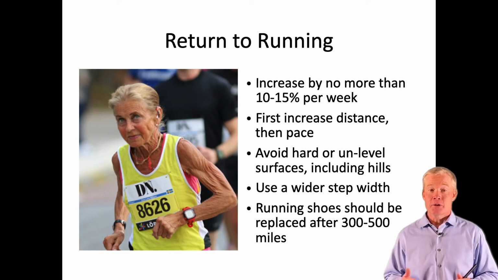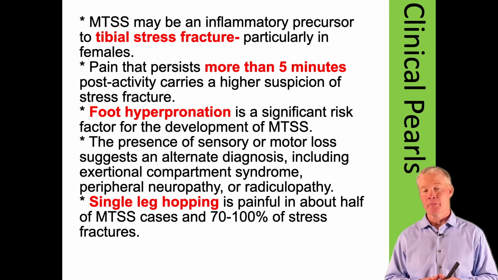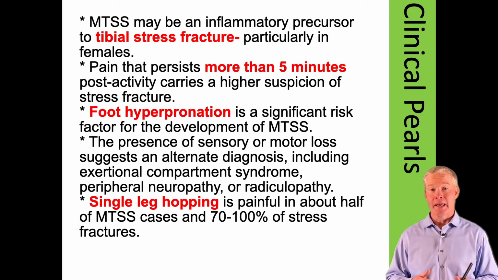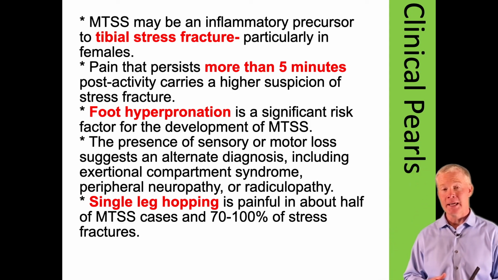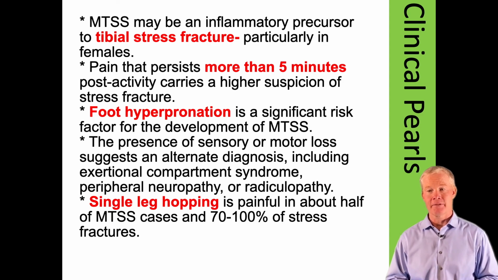And our clinical pearls for this one, let's not forget, shin splints are not benign growing pains. They're a mechanical problem that is leading to a stress fracture. Once the pain starts to linger for a long period of time, we're very suspicious of a stress fracture. When it starts to shrink, we're suspicious of a stress fracture. That may need imaging. We're going to address foot hyperpronation, and if we have that patient hop on one leg, we're going to be suspicious of a stress fracture if they have discomfort.